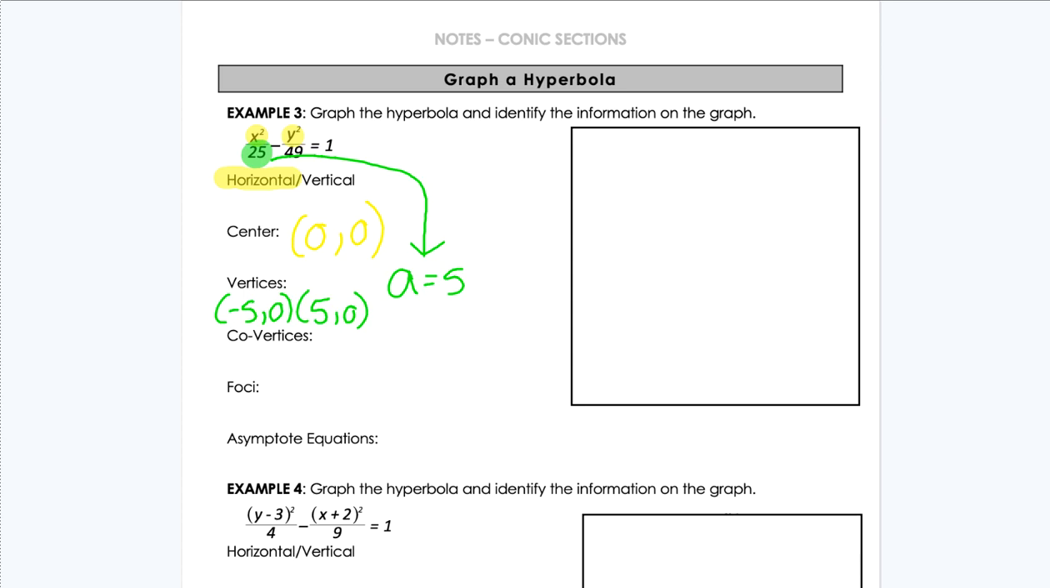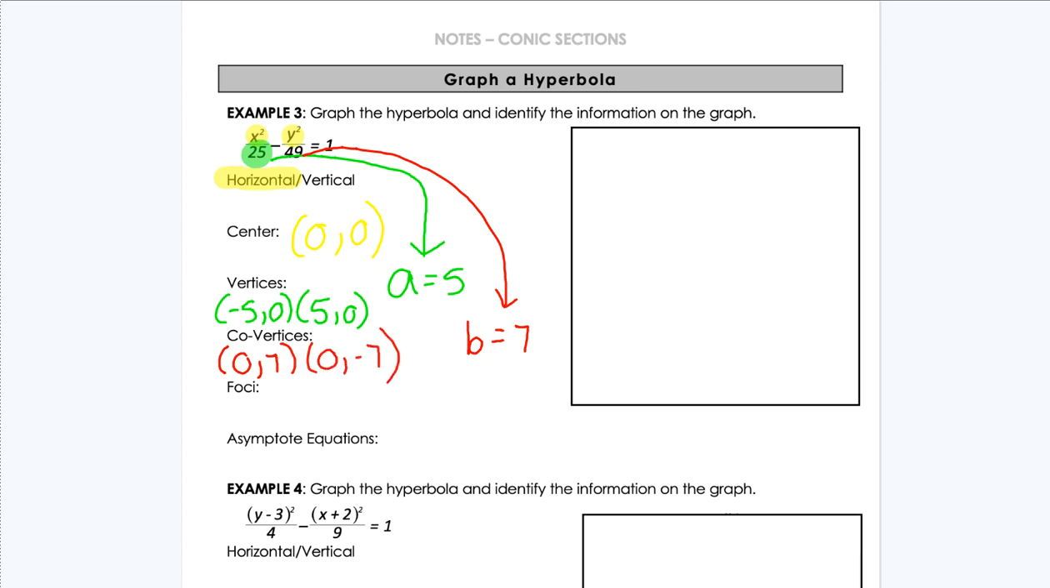And then using that same idea, but now with the b value, if b squared is 49, that means b is 7. So that means my co-vertices are 7 away from the center. So they are at 0, 7 and 0, -7.